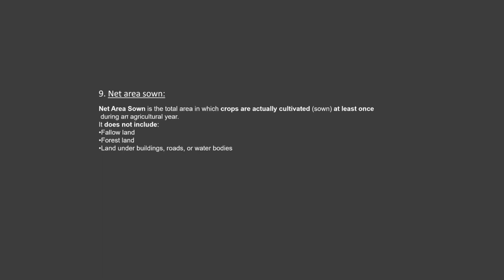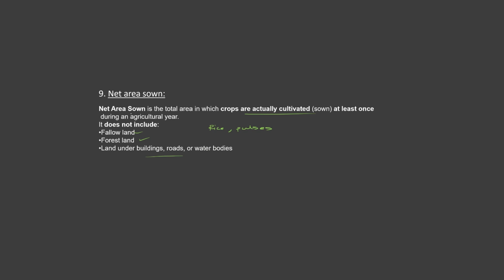The ninth is the net area zone. As we have understood in the last slide, net area zone is the total area in which crops are actually cultivated at least once during an agricultural year. So in this land, it includes all the rice, pulses or grains, etc. This type of cultivated land is called net area zone. It does not include fallow land, forest land, land under buildings, roads, or water bodies.